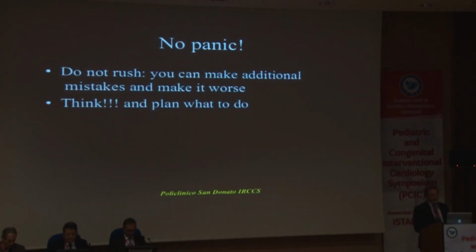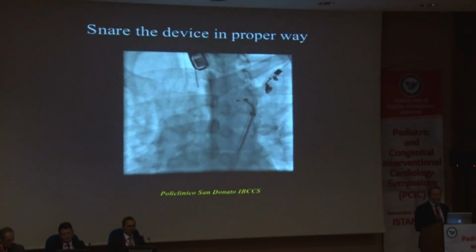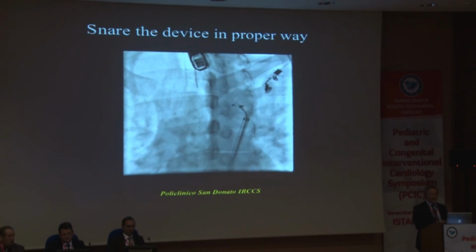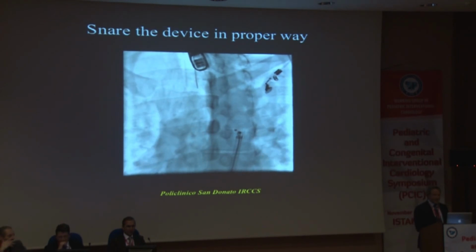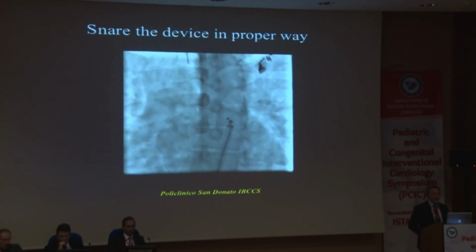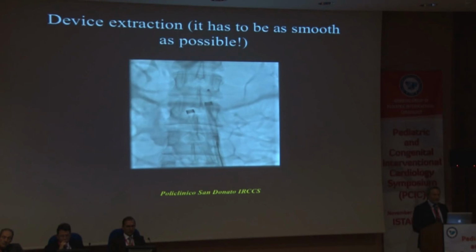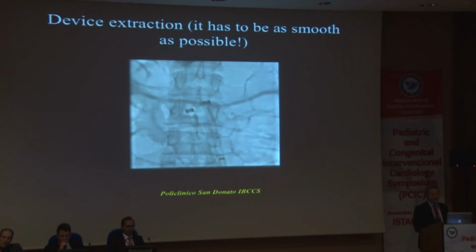Well, first of all, no panic. Do not rush to do something because you can make additional mistakes and make the situation even worse. So you have to think and plan what to do. What to do is theoretically very simple. You have to grab the device properly in the pin attachment with the snare. That's the usual way to go. And I would suggest to get a larger device in the groin and larger introducer in order to achieve a device extraction as smooth as possible. But it is also possible to retrieve virtually all devices from everywhere.